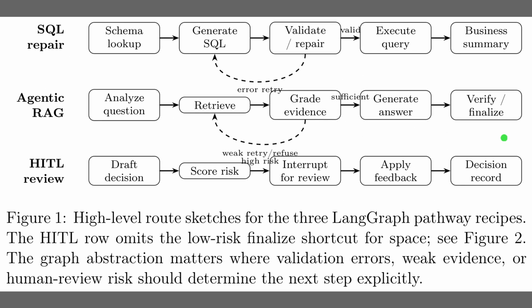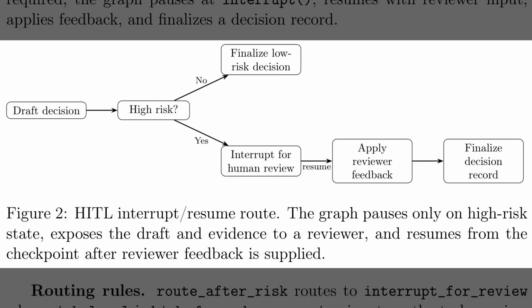Figure 1 illustrates these 3 workflow recipes as visual route sketches. The top row shows the SQL repair loop, where query execution failures route back to generation until a valid result is produced or retries run out. The middle row details agentic retrieval-augmented generation, which evaluates retrieved evidence, routing weak citations back for additional retrieval. Finally, the bottom row illustrates human-in-the-loop review, which pauses execution at a high-risk step, so human feedback can be applied before finalizing the decision record. Figure 1 sketched all 3 recipes.